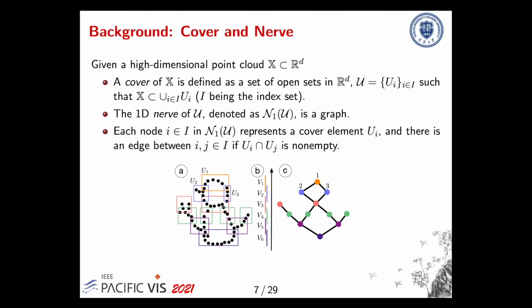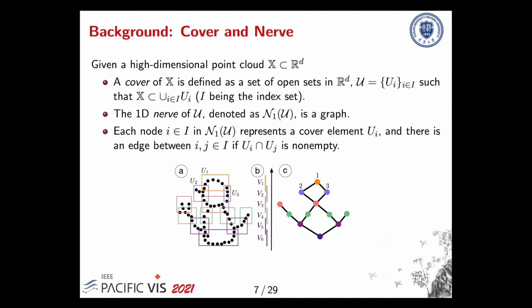Given a high-dimensional point cloud, X, a cover of it is defined as a set of open sets, such that X is a subset of the union of the open sets. The one-dimensional nerve is a graph, where each node represents a cover element, and there is an edge between 2 nodes if their intersection is not empty.